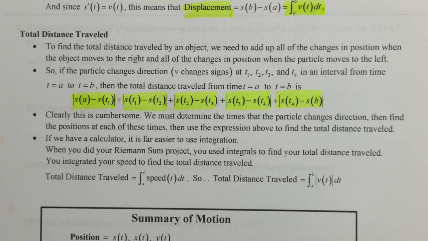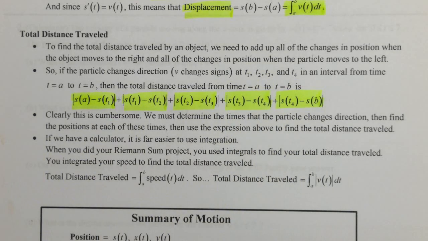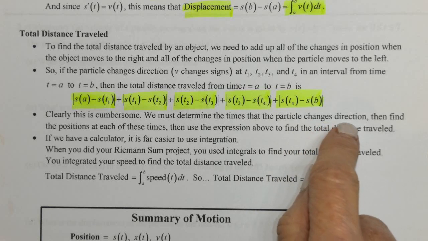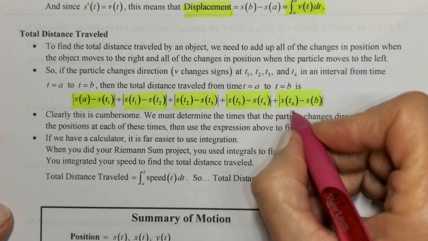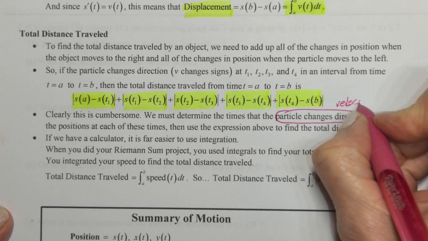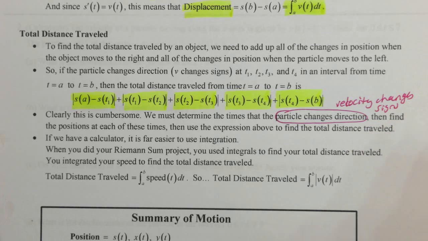Clearly, that is a cumbersome procedure, especially if you have 4 times where the particle changes direction. If it was just 1 time, it wouldn't be too bad. But with 4 times, that gets to be a lot. Okay? Because first you have to determine what time the particle changes direction. That would be finding when velocity changes signs. And then you'd have to find the positions at each of those times, and then use that expression above to find the total distance traveled.